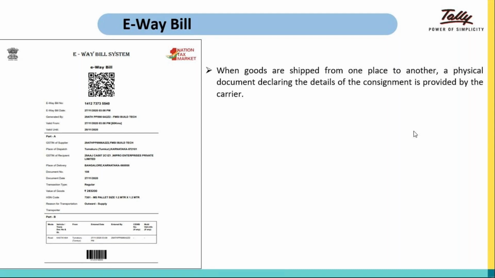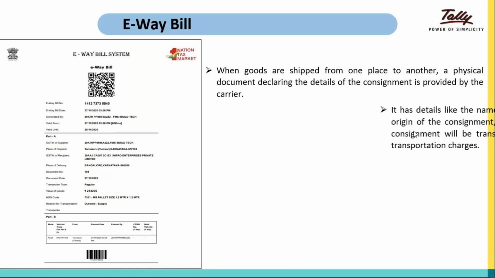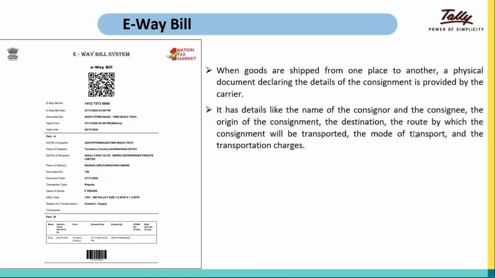When goods are shipped from one place to another, a physical document declaring the details of the consignment is provided by the carrier. Consignment is the transportation of goods from one location to another. That is what we mean by consignment.